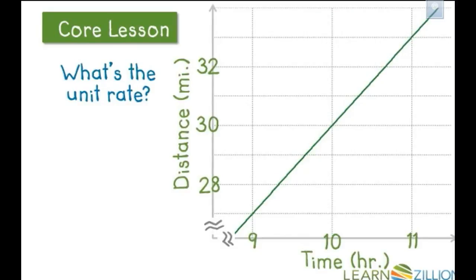What's the unit rate for this proportional relationship? Notice that this time there are breaks in the scales, which means we can't just look up 1 on the x-axis because it's not visible. Well, we can use one of the other methods. Pick any ordered pair on the graph, find its coordinates, and divide. 30 miles in 10 hours, 30 divided by 10 is 3 miles per hour. 3 miles per hour.